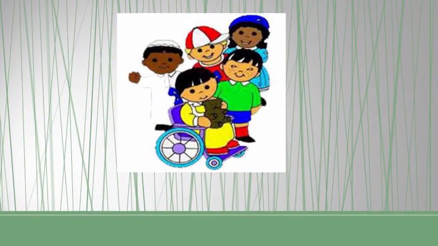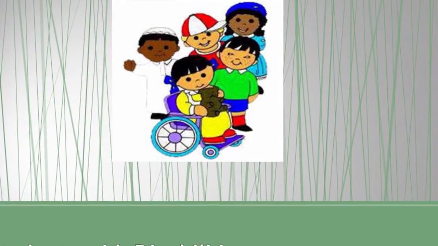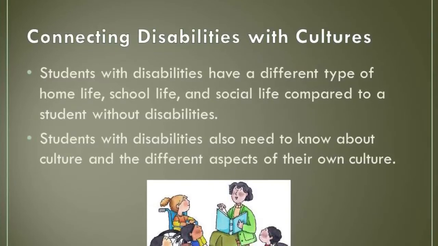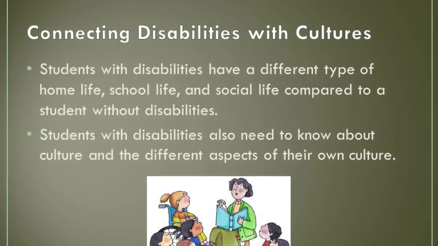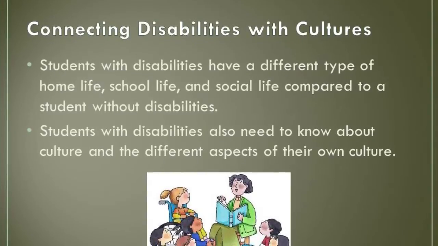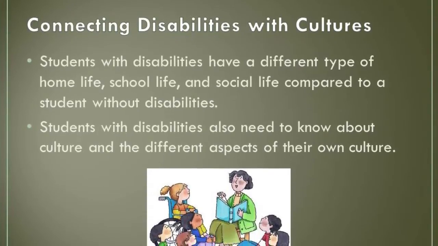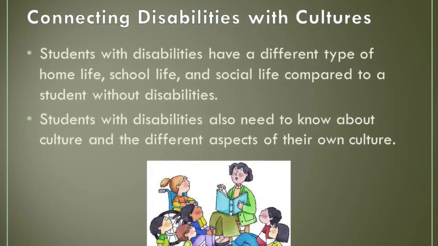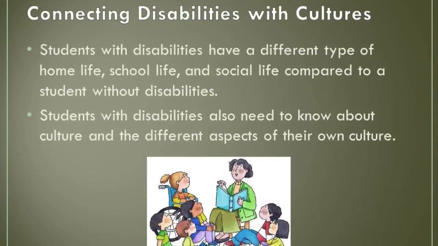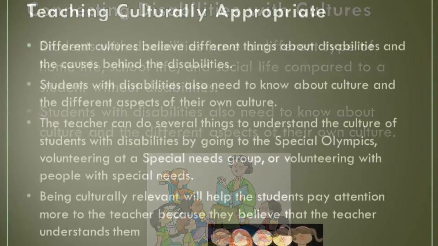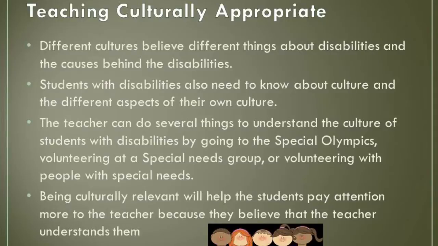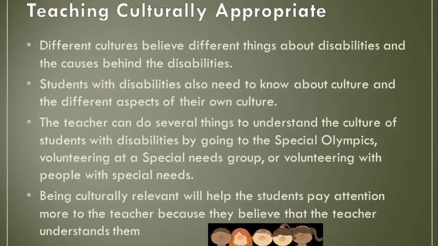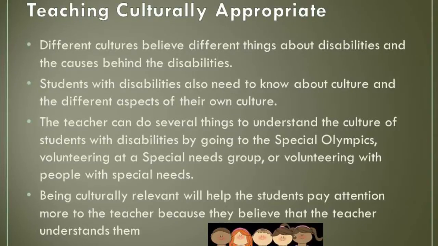Now we're going to be talking about students with disabilities. A teacher has many different types of students to consider when teaching multiculturalism and using relevant pedagogy to increase student interest. Teachers need to consider students with disabilities. Students with disabilities have different types of home life, school life, and social life compared to a student without disabilities. The teacher can use their knowledge of the disability the student has to prepare developmentally appropriate multiculturalism integration and culturally relevant pedagogy to increase interest in social studies in their students.